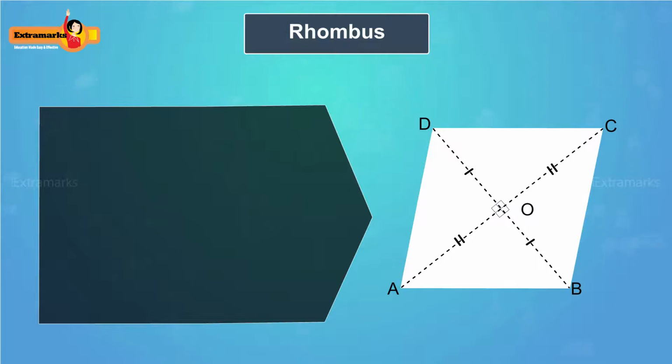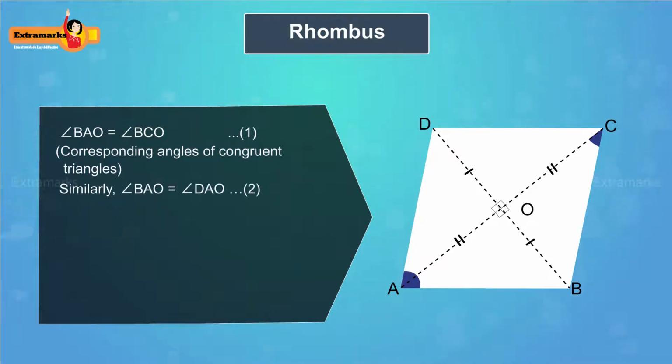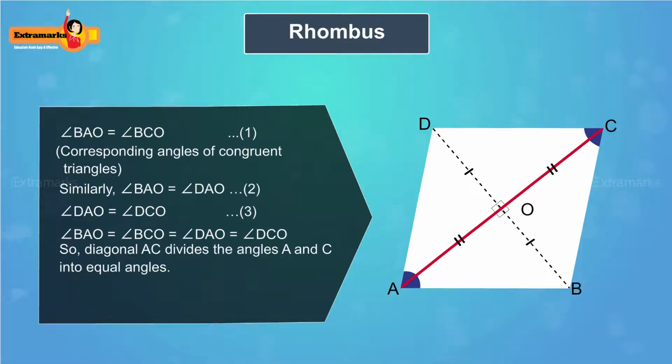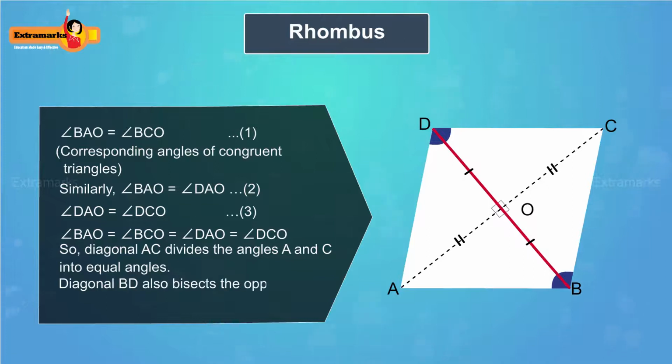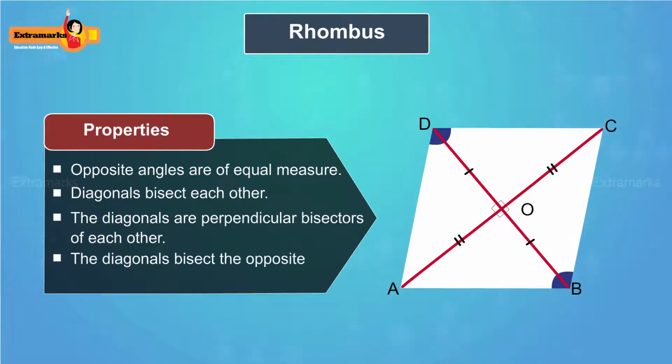Also, in these triangles, angle BAO is equal to angle BCO. Similarly, we can prove that angle BAO is equal to angle DAO and angle DAO is equal to angle DCO. From equations 1, 2 and 3, we get that all these 4 angles are equal to each other. It shows that the diagonal AC divides the angles A and C into equal angles, or we can say that it bisects the opposite angles. Similarly, we can prove that diagonal BD also bisects the opposite angles B and D. Thus, we get another property that diagonals of a rhombus bisect the opposite angles.